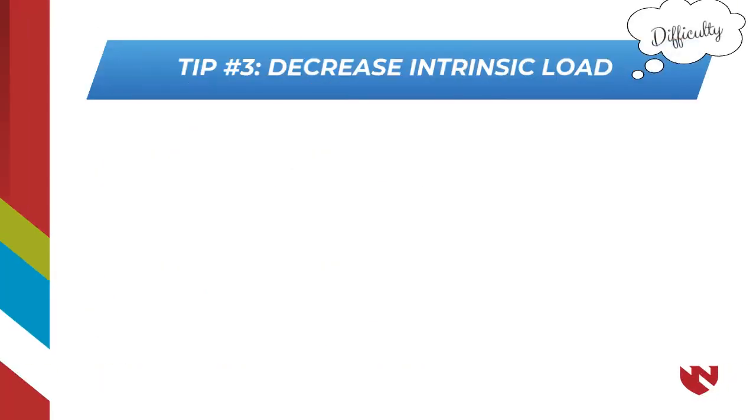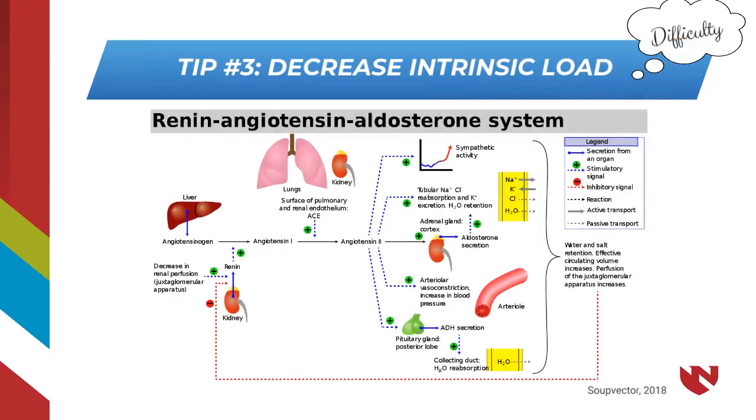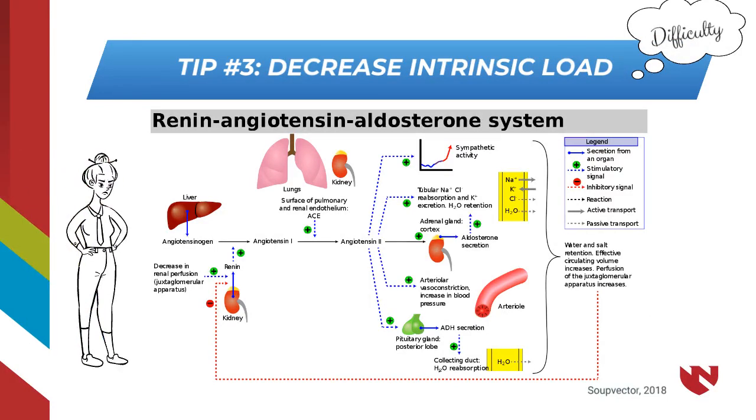Tip 3, decrease intrinsic load or the difficulty of the information. One example of a difficult concept is the renin-angiotensin-aldosterone system. This is a complex hormone system that regulates blood pressure, fluid and electrolyte balance, and systemic vascular resistance. Just by looking at the diagram, one can sense the difficulty level.